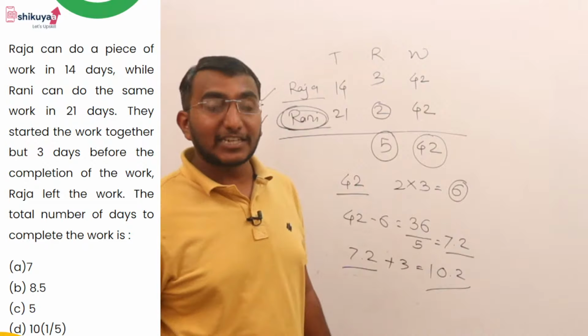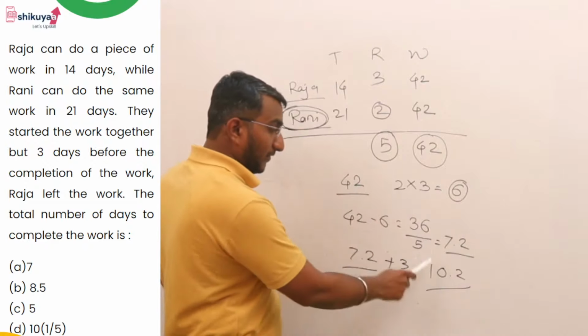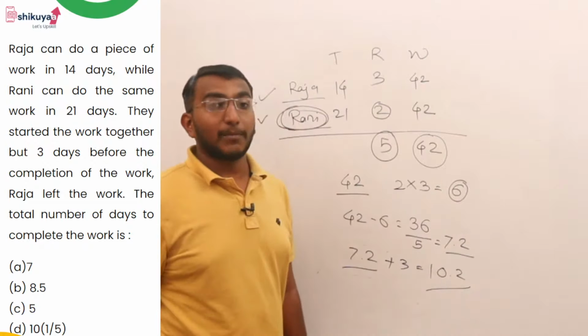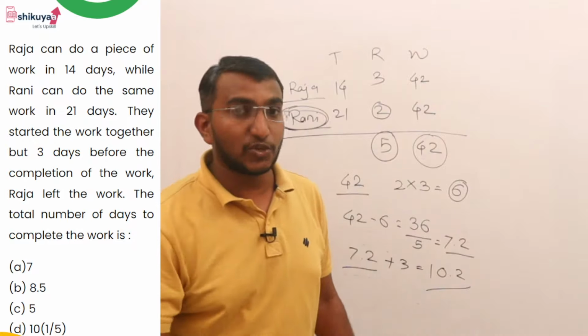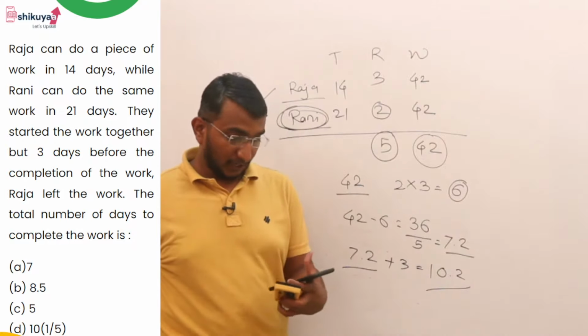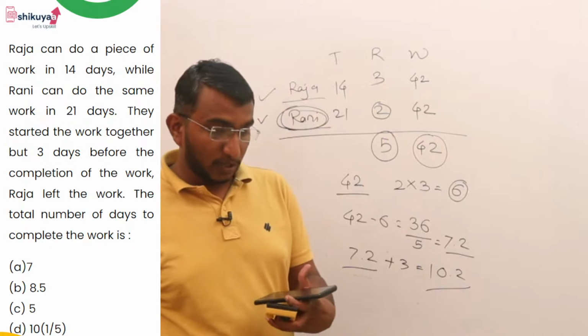Total number of days taken by both of them is 7.2 plus 3, which is equal to 10.2, which is nothing but the 10 integer 1 by 5. That is your answer, which is given in option D. Okay, so hope you have understood.